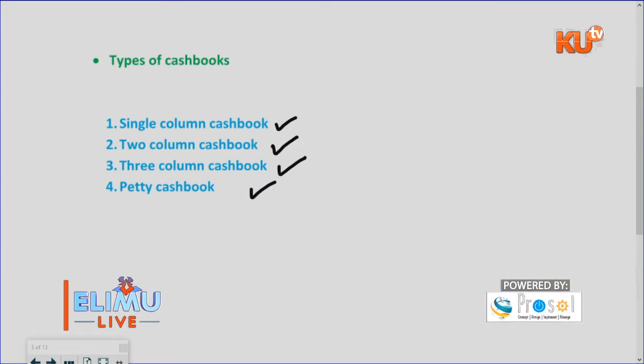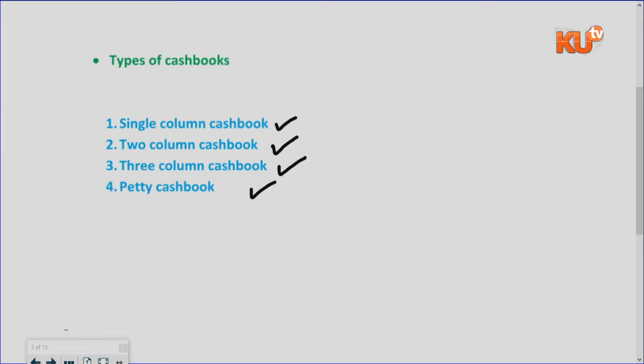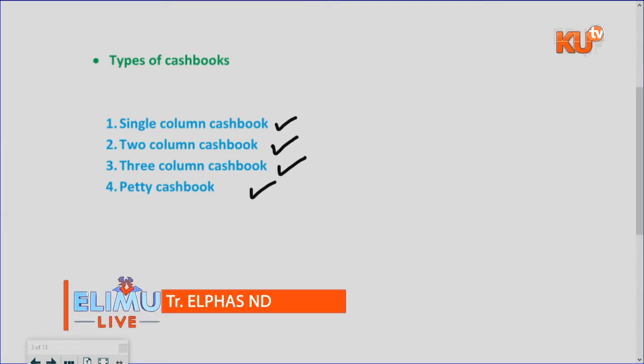And again, there is what we call an analytical cash book that I have not captured here. The reason is it was taken out of your syllabus. So we just have to know that there exists the analysis, or the analytical, type of cash book, but we shall not be able to discuss it since it was scrapped out of our syllabus.